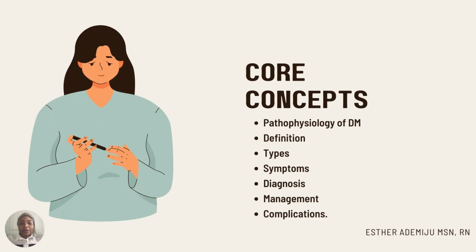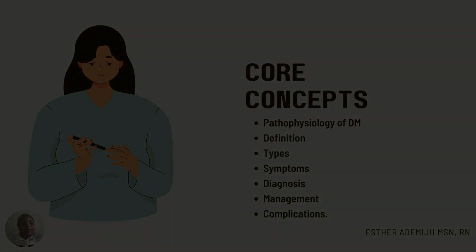So, we are going to be talking about the pathophysiology of diabetes. We'll look at how that happens. We'll define the disease process. We'll look at the types of diabetes that we have, the symptoms of it. We look at how it is diagnosed, how it is managed, and what are some complications that these patients might have.